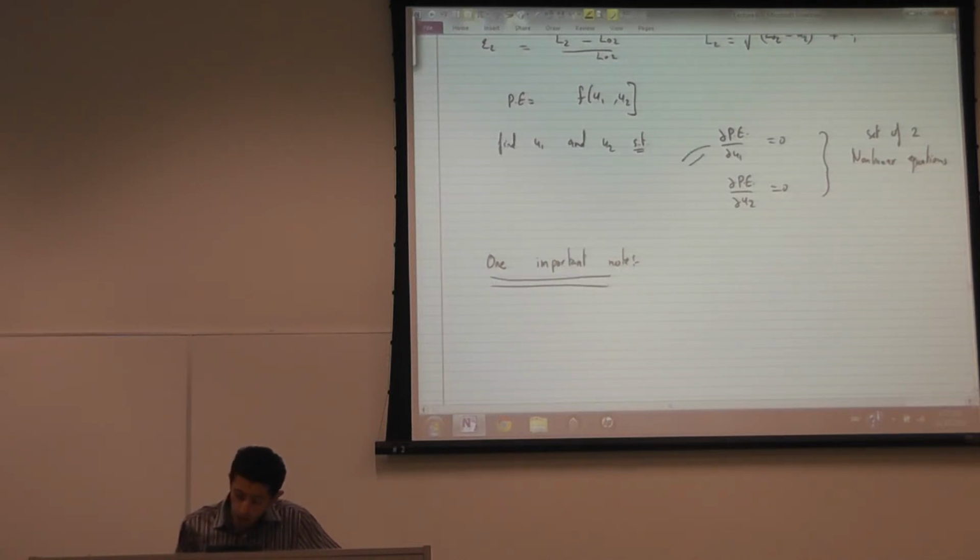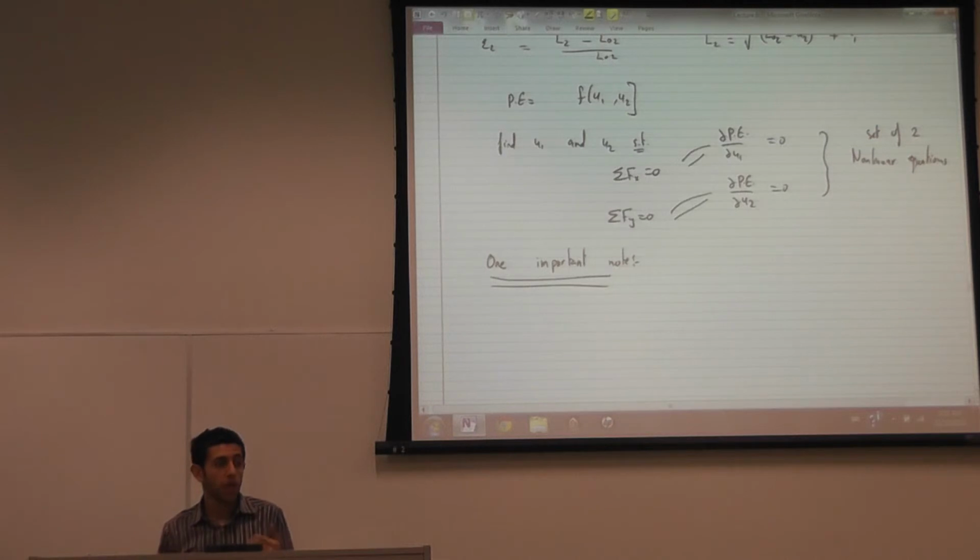This is equivalent to saying sum of forces in the x direction equals 0, and this is equivalent to the sum of forces in the y direction equals 0. Because the way we derive that potential energy function originally is by integrating the equilibrium equation. We came up with what we call the potential energy of the system by integrating the equilibrium equations. And we said, okay, the equilibrium equations minimize the potential energy of the system. So if I start with the potential energy of the system and differentiate it with respect to horizontal displacement and the vertical displacement, I obtain the equilibrium equations again.